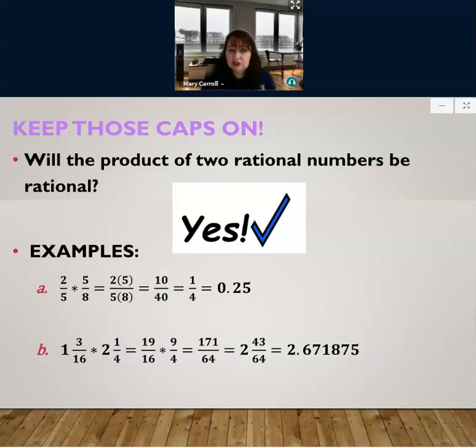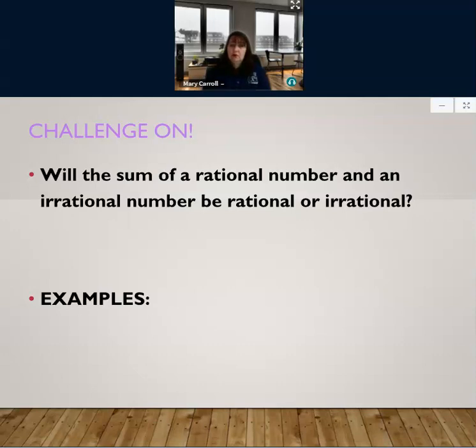So I took 2/5 and the same exact two fractions. I multiplied them, and I got either 1/4 or 2 and 43/64, which can be shortened down to a decimal. All right, so the answer so far is two rationals added and multiplied and subtracted and divided, just in case you didn't know, are all rational numbers. Okay, a little bit more.